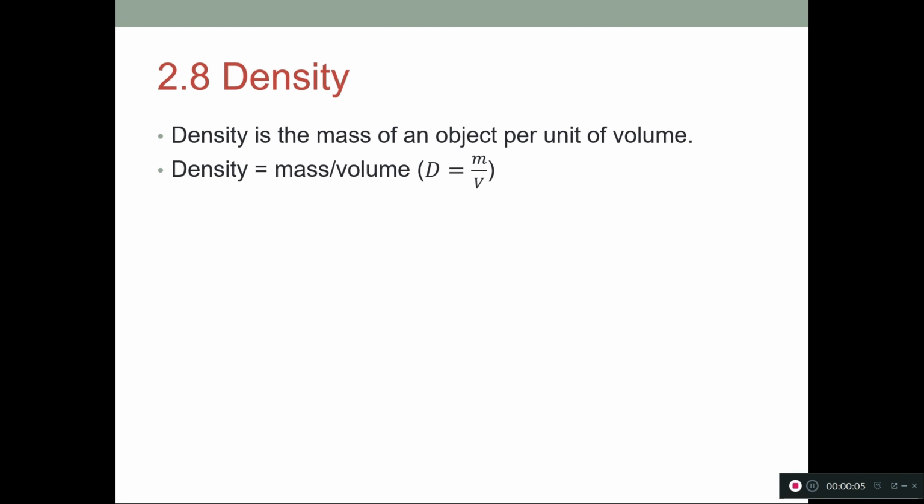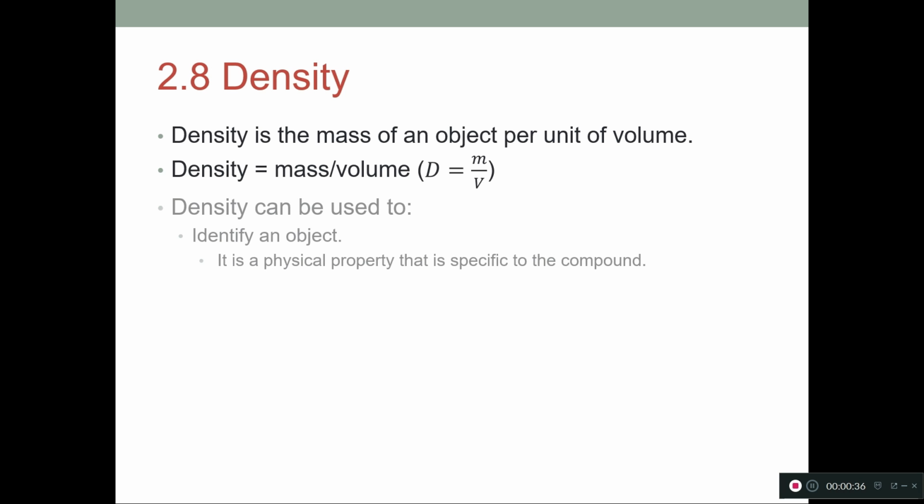In this video, I'm going to talk a bit about density. So the density is the mass of an object per unit volume, and that means that we find it by taking the mass and dividing it by the volume. And density can be used to identify an object.